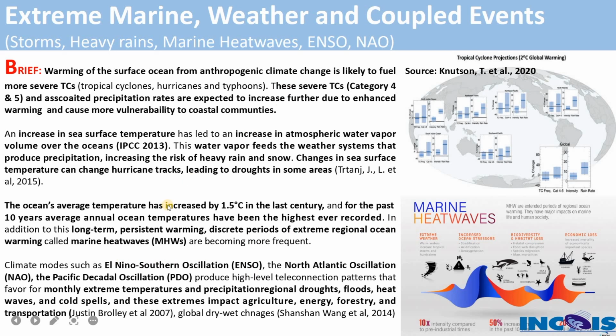And as I said before, some kind of climate modes. These are the teleconnections we can say. So this is the El Nino Southern Oscillation, North Atlantic Oscillation, Pacific Decadal Oscillation. These are the teleconnections. From the name itself, you can understand: tele means a long distance, connection means a kind of relation.